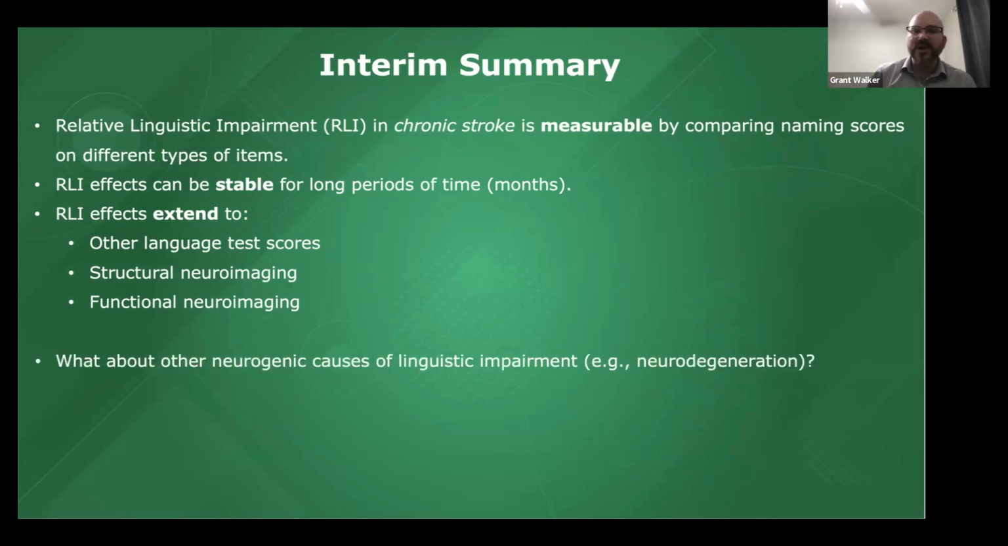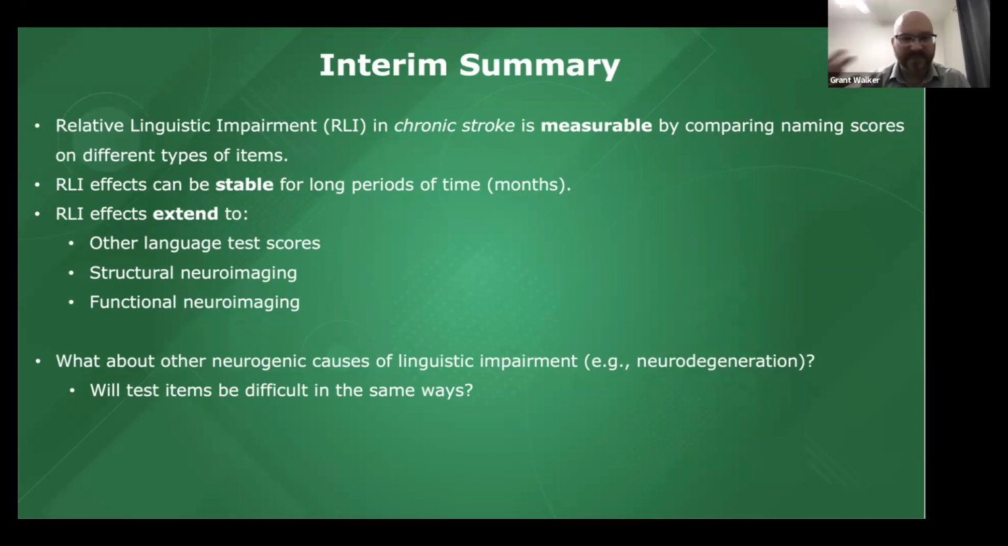So what about other neurogenic causes of aphasia, right? Like neurodegeneration, primary progressive aphasia. These items were all calibrated using a stroke cohort, so we don't know. Will the items be difficult in the same way for people who have a different source of the language impairment? There's nothing in the model that suggests that the difficulty is related to stroke per se.